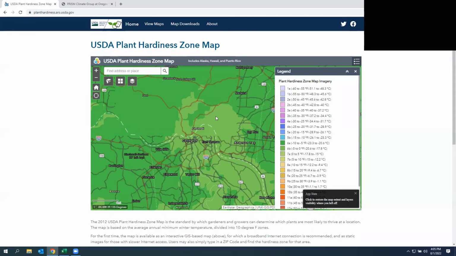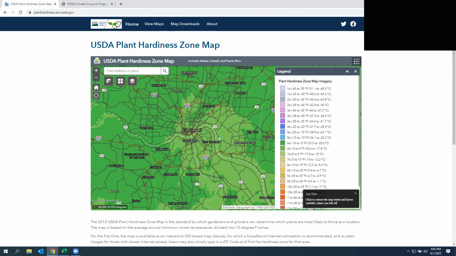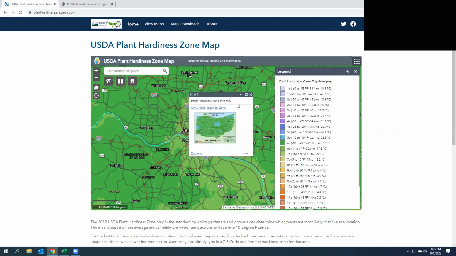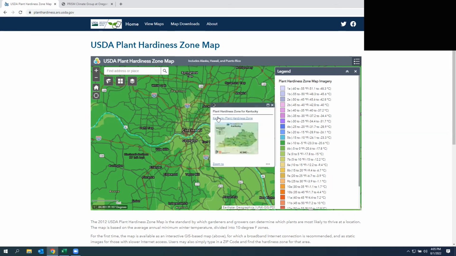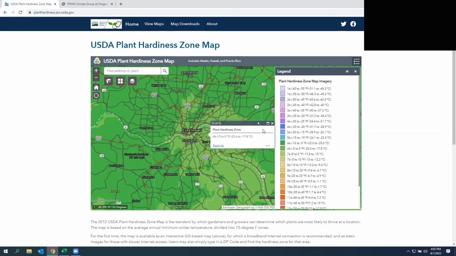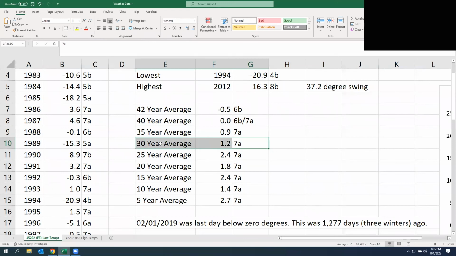Yeah, a little bit of both. So this light green is 6A, and this dark green is going to be, I'm sorry, I said that the reverse. This dark green is 6A, and the light green is 6B. Okay. So that's a full zone incorrect. That's a full zone incorrect right there.